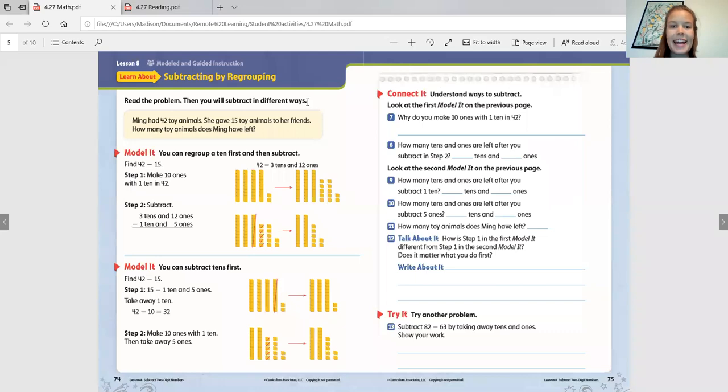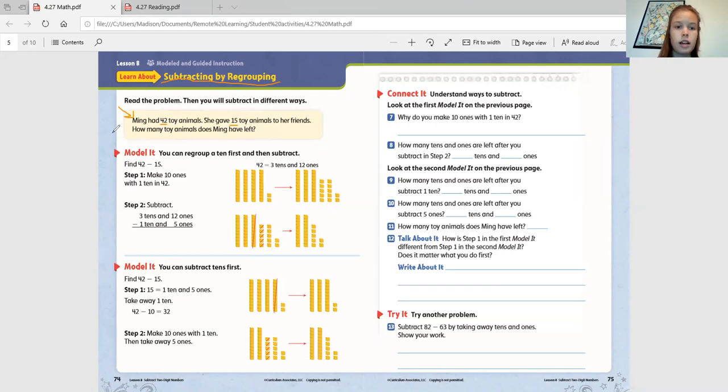All right. Now we're going to go through some more problems that look at regrouping for subtracting. So subtracting by regrouping, and that's using our picture of our unit model. Let's read our problem up here first so we know what our numbers are. Ming had 42 toy animals. She gave 15 toy animals to her friends. How many toy animals does Ming have left?